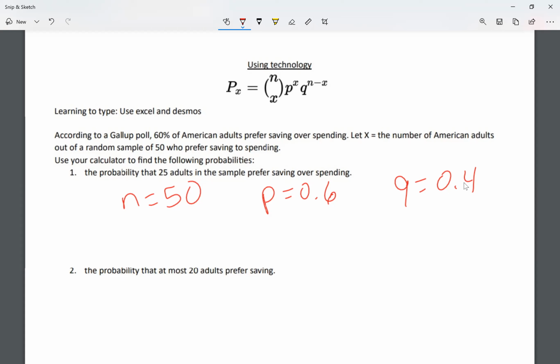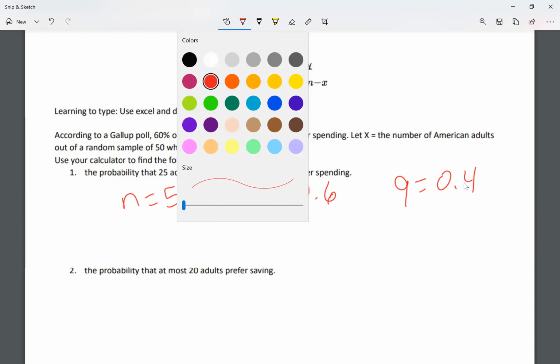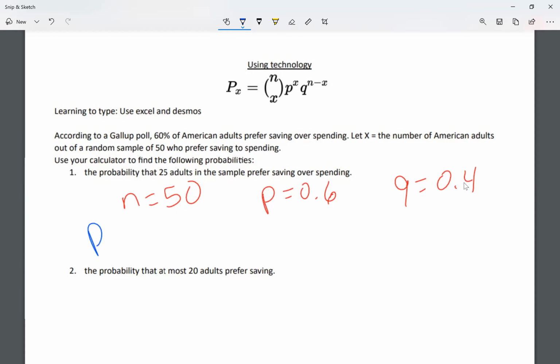Okay, so what I have to do here is find the probability of 25 adults. Let me write this down before I look at Excel. It's 50 choose 25. Remember, that's going to be 50 factorial over 25 factorial, 25 factorial again at the bottom. And then I'm going to do 0.6, because the probability of success is 0.6, to the 25, and then 0.4 to the 25. My probability of success is 0.6, but I wanted to succeed 25 times, so that's 0.6 to the 25th. And I wanted to fail 25 times because it's a total of 50.